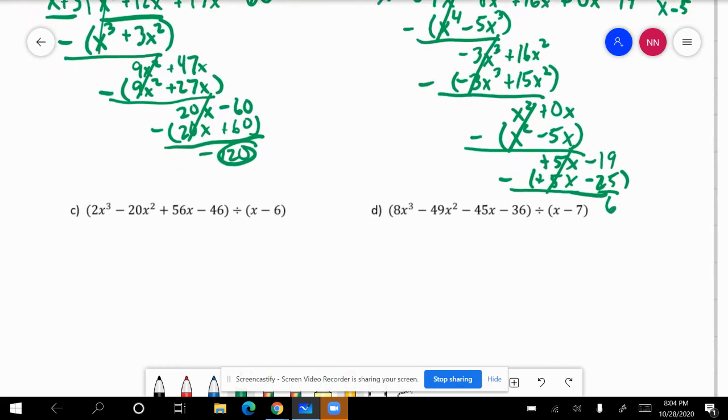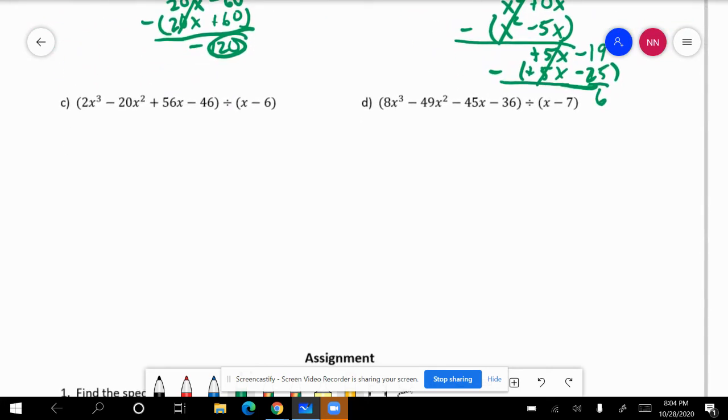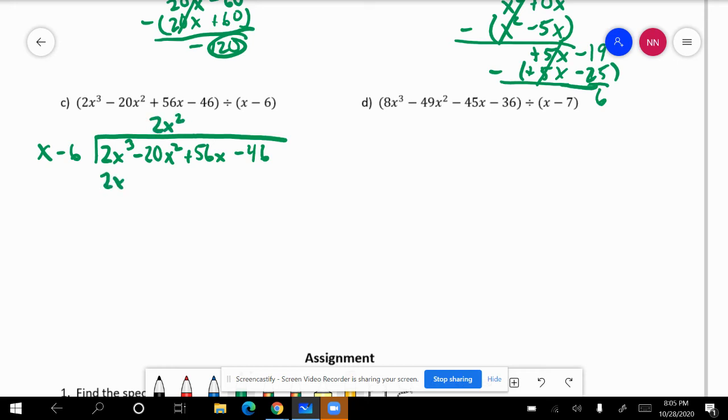So let's look at the next one. We're going to take the x minus 6, and we're going to divide the 2x to the third minus 20x squared plus 56x minus 46. X goes into 2x cubed, 2x squared times. 2x squared times x is 2x cubed. 2x squared times -6 is -12x squared. So we subtract, and that gives us -8x squared.